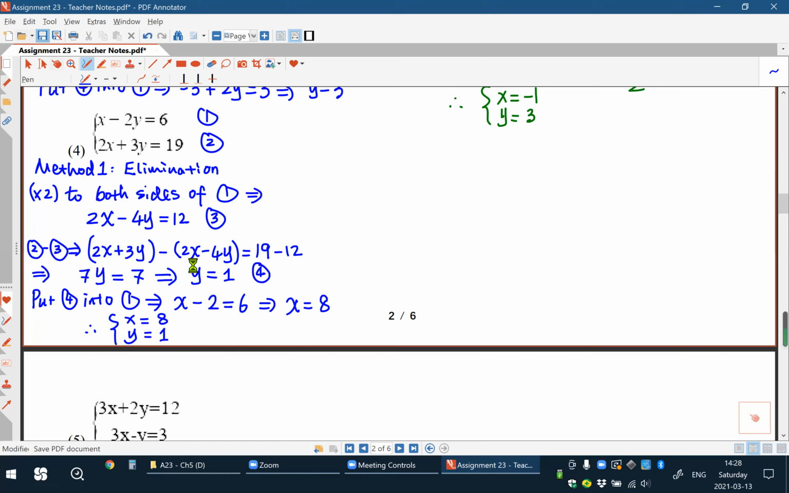Okay, have a look at this. Any questions? No? Okay, let's see the second method, which is substitution.